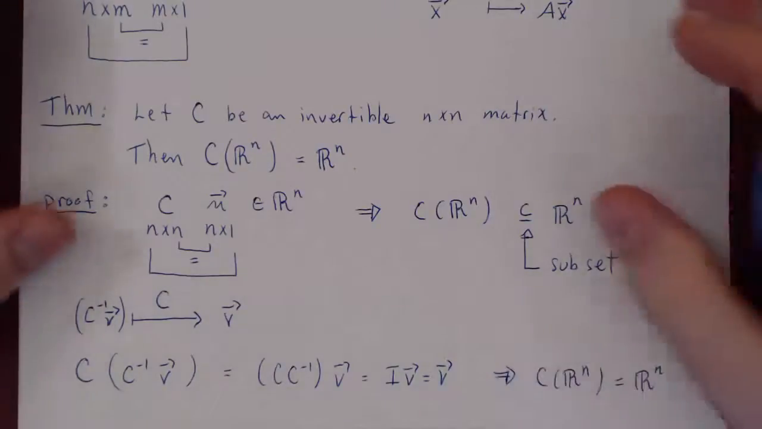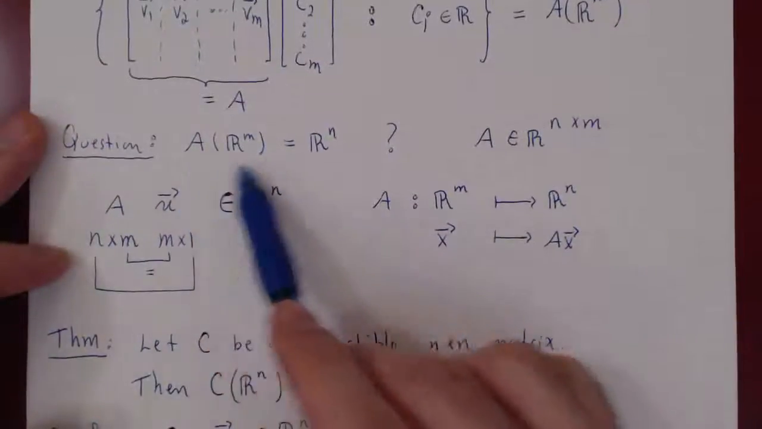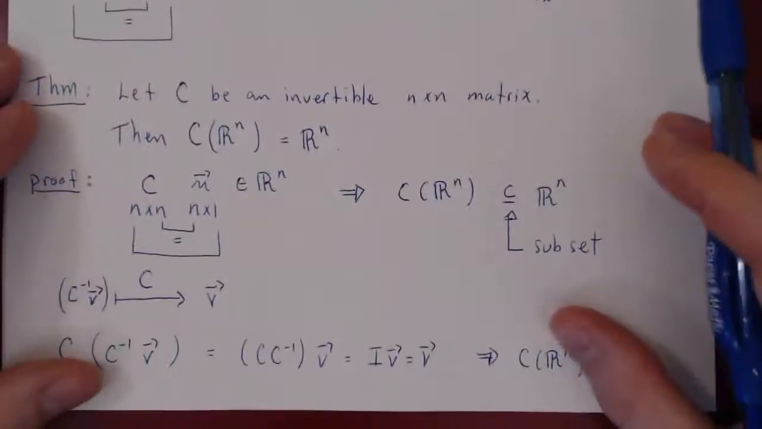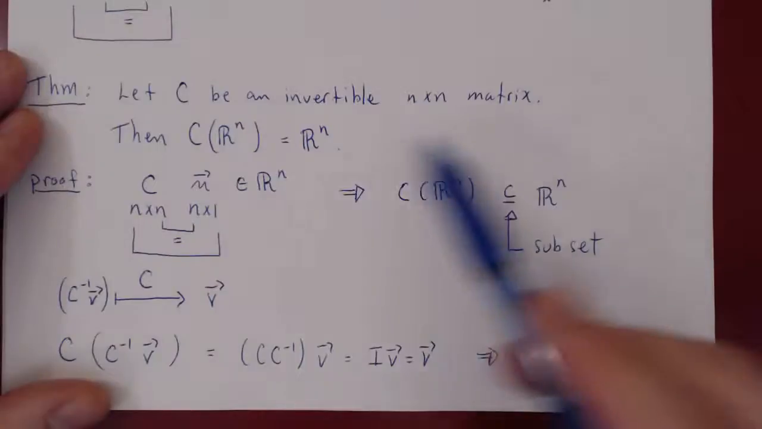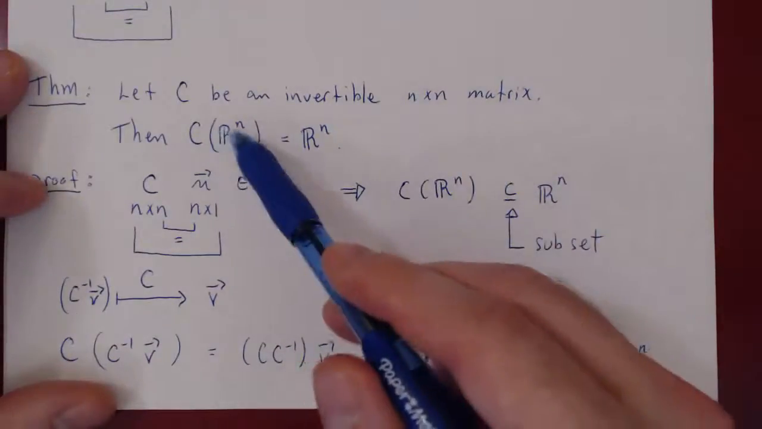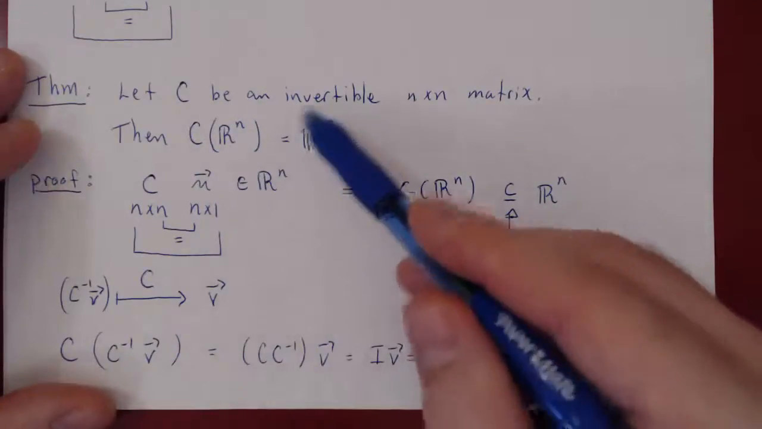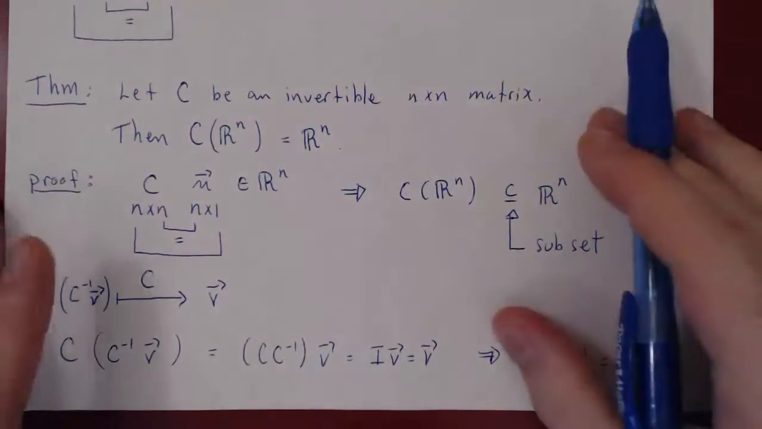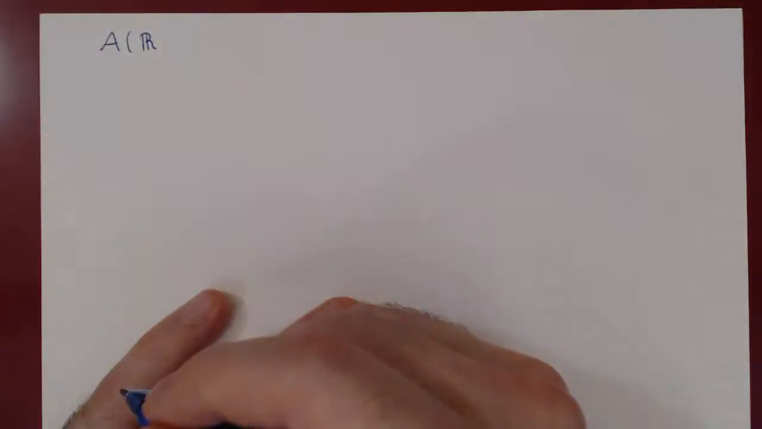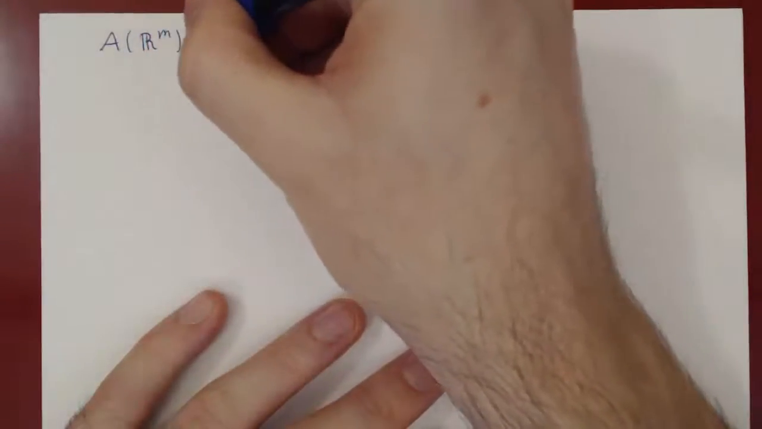And with this result now, we can go back and look at this problem, keeping in mind that as long as C is invertible and is an n by n matrix, we can multiply every vector of Rn by the matrix C, and nothing happens. We get Rn back. So our question was, we wanted to test to see if A times Rm was equal to Rn.